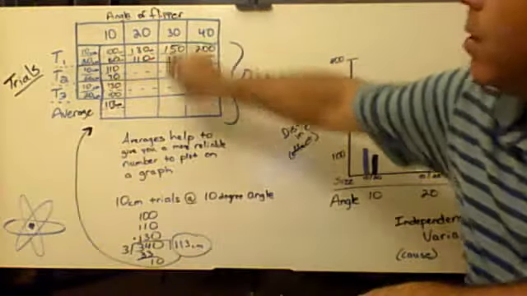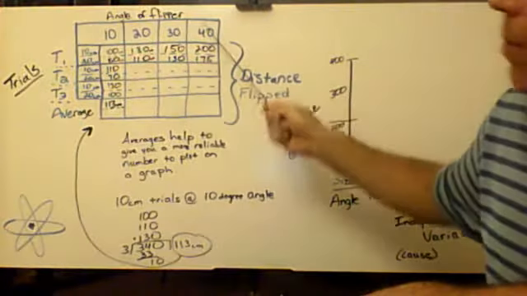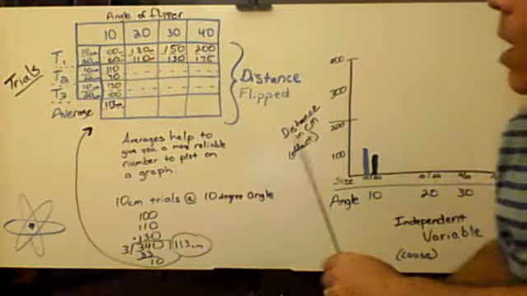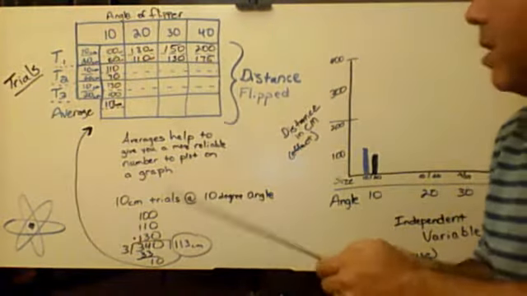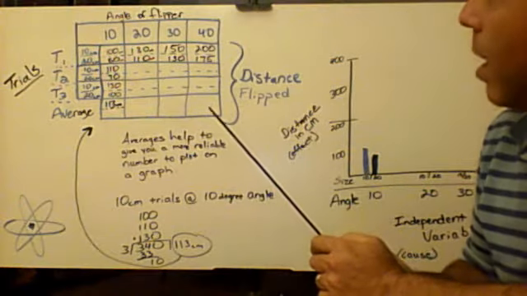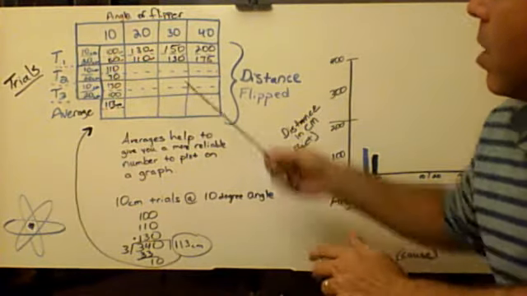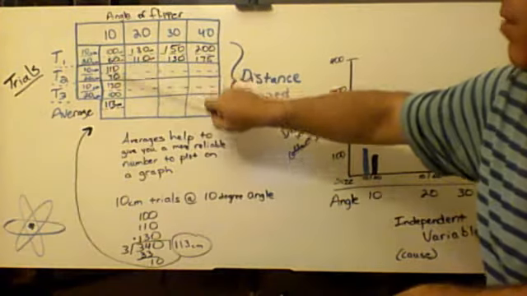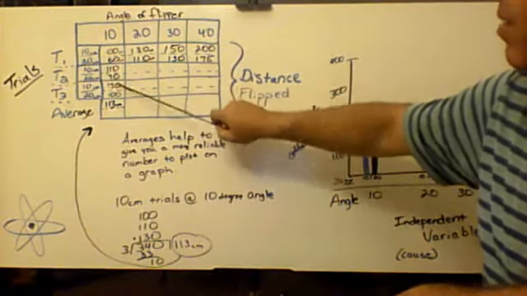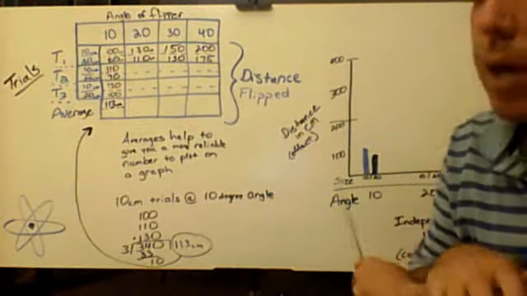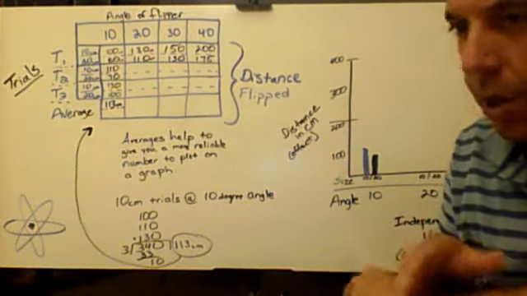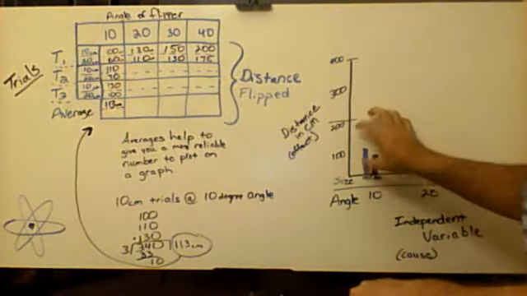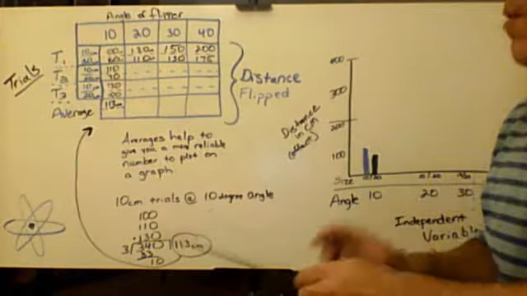It has the trials here, and it has the angle of the flipper, the plastic container here, 10 degrees, 20 degrees, 30, and 40. I put some sample data in to work with today. Let's say you're using the smaller foil ball and you've flipped it 3 different times, and you got 100, 110, and 130. Well, those trials are a good start, but now you have 3 numbers. You can only put one of those numbers on the graph, so you have to average them.